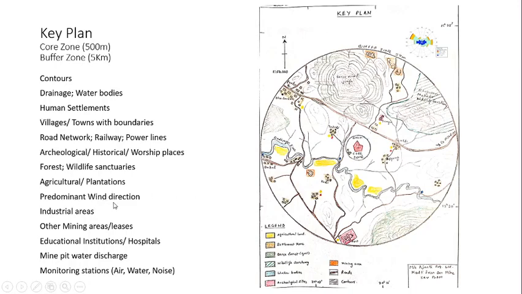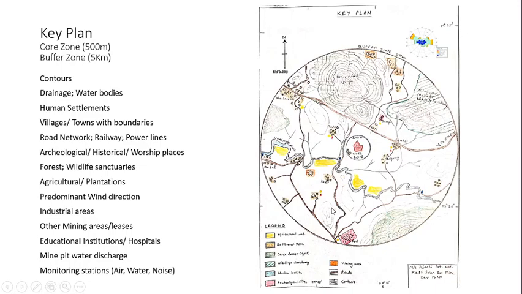Predominant wind pattern must be also shown. Here I have shown a rose diagram to show the wind pattern. Industrial areas, if any. Other mining leases. See here, these have been demarcated here. These are the mining leases. There's one here also. Educational institutions, hospitals, if any, they should be marked. The mine pit water discharge from here should be also demarcated.